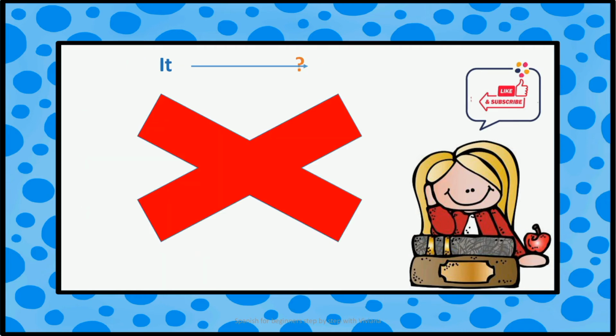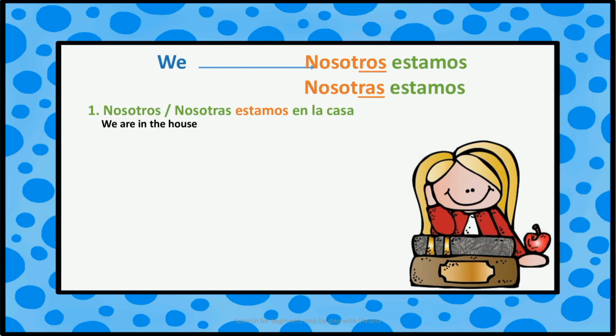Remember, the pronoun it does not exist in Spanish. In the pronoun we, you need to think about the gender. If you are talking about a group made up only of men, or of men and women, you use nosotros estamos. But if you are talking about a group made up only of women, you need to use nosotras estamos.